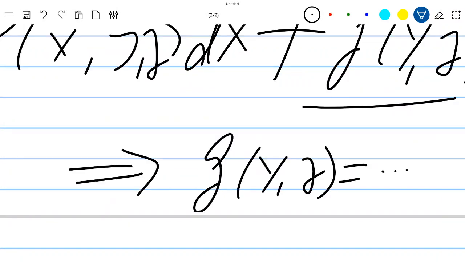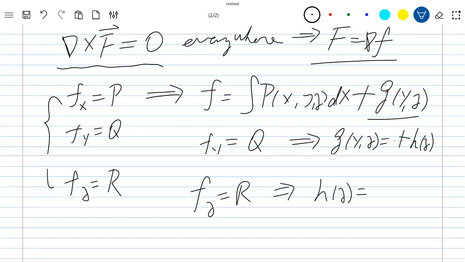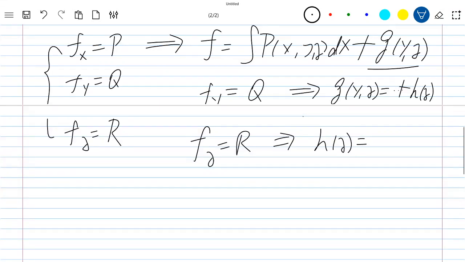Then if it's done, that's great. But if it's not, then it still has an extra constant that depends on z. Then we will determine what this h is by plugging this f into the last equation. Then this will tell us what h is. Then we will get the result. Then done. Okay, I will give you an example.